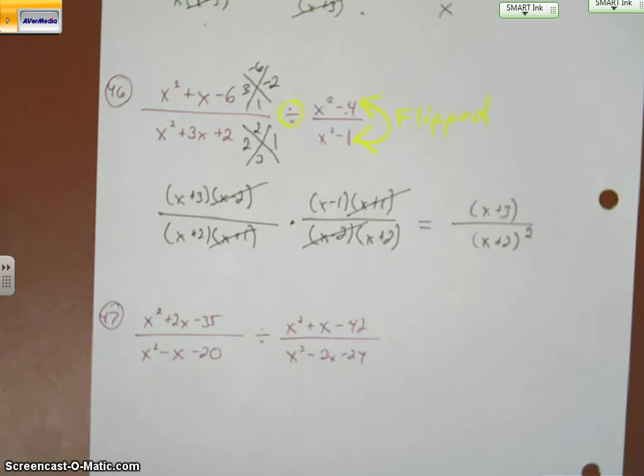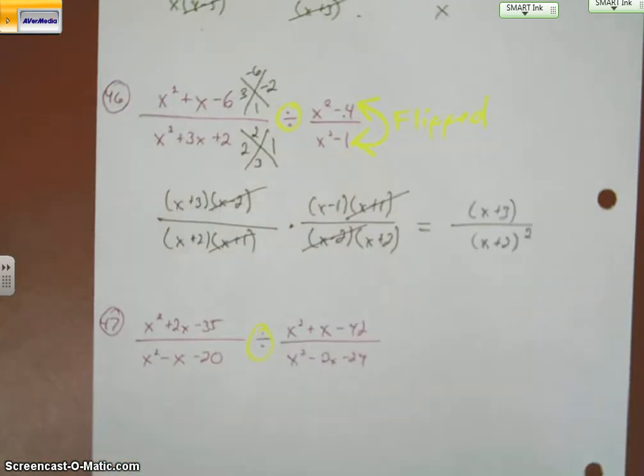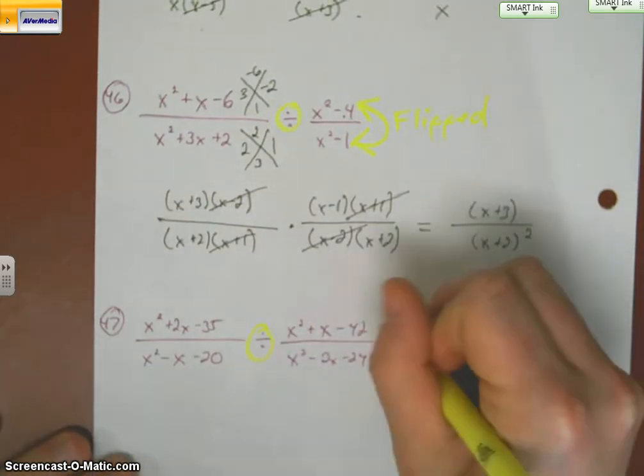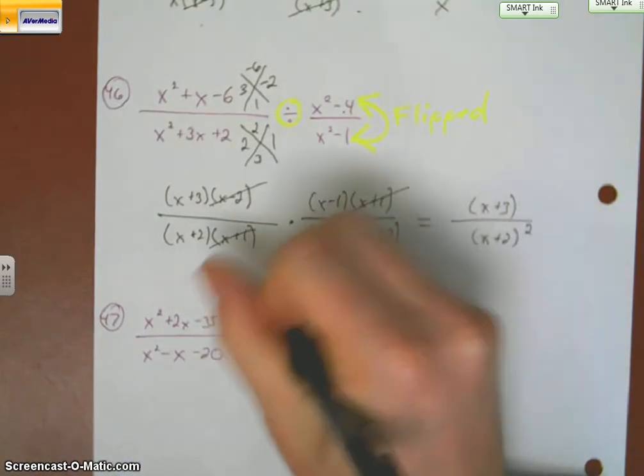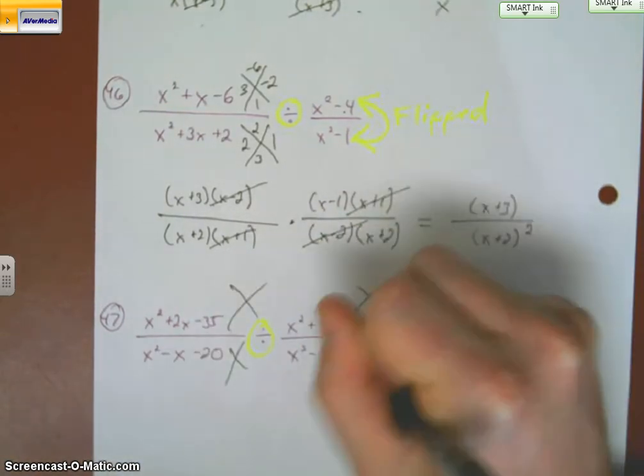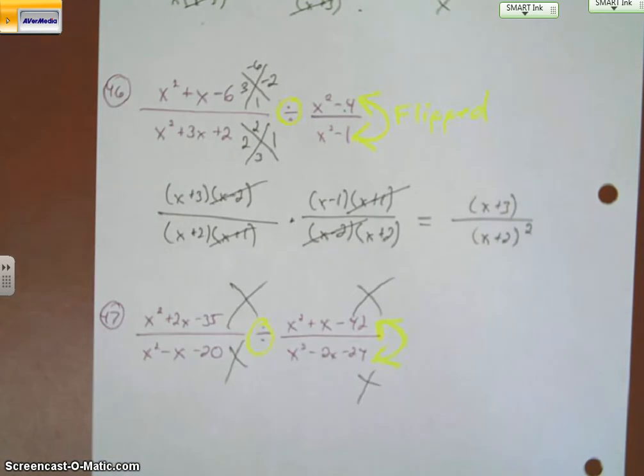Number 47, I'm not going to really do, but remember, this is division. We need to flip this guy, and then you would factor all of these to do your canceling.